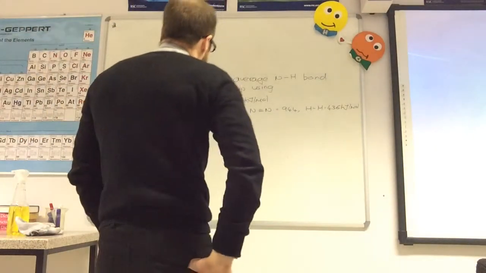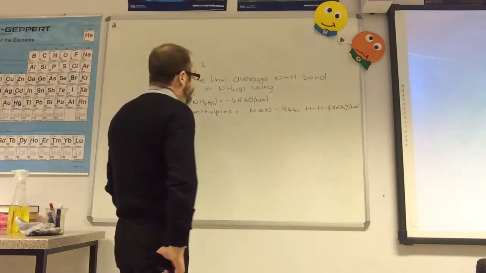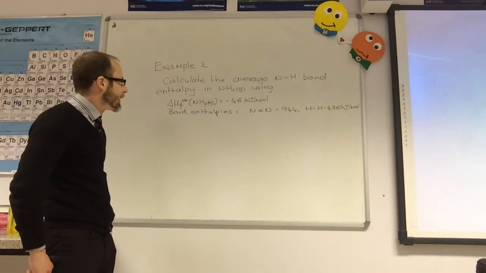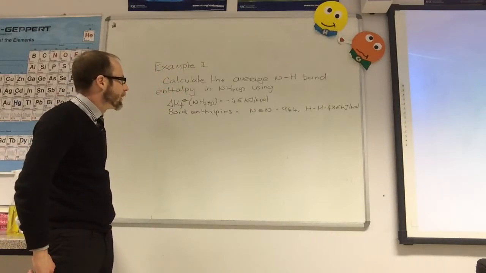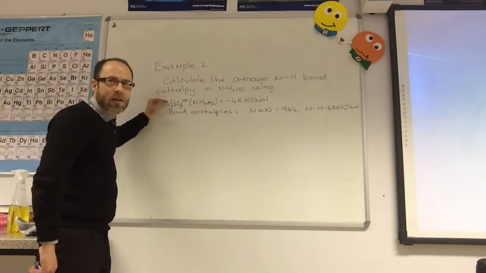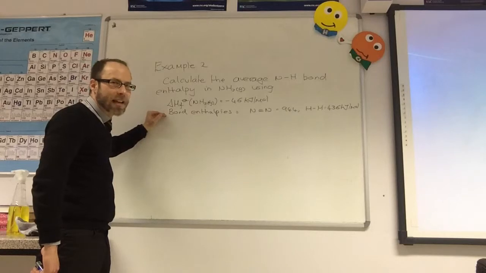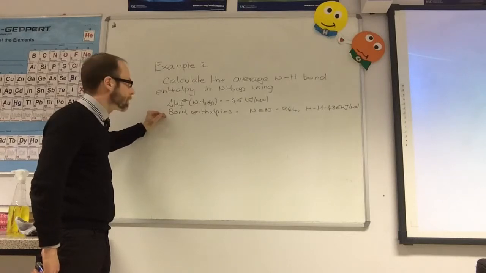Right, so this is a slightly different example. They want me to calculate the average nitrogen to hydrogen bond enthalpy in ammonia. They've given me delta H formation and they've given me some bond enthalpy. So I'm going to use a Hess cycle to work this out.